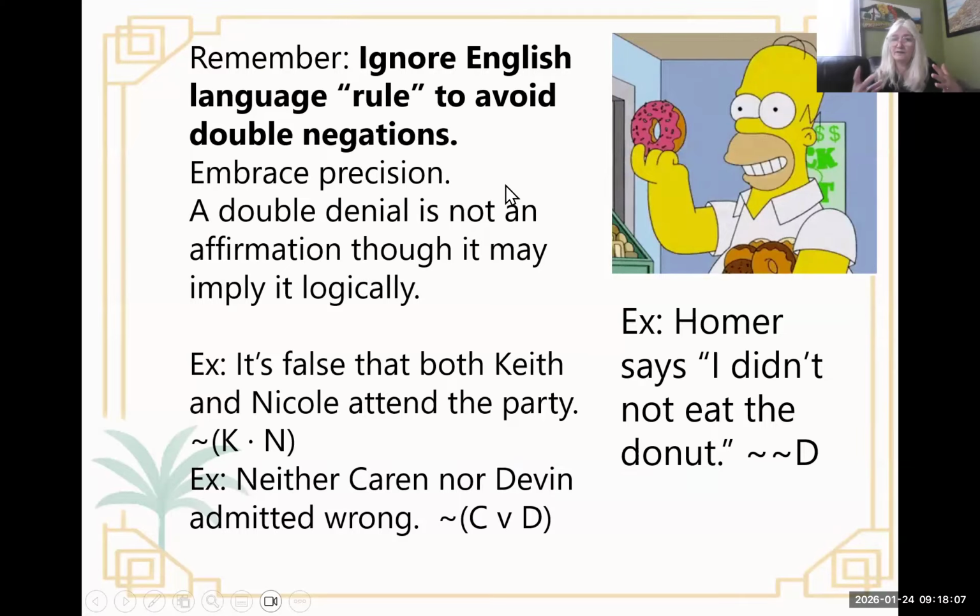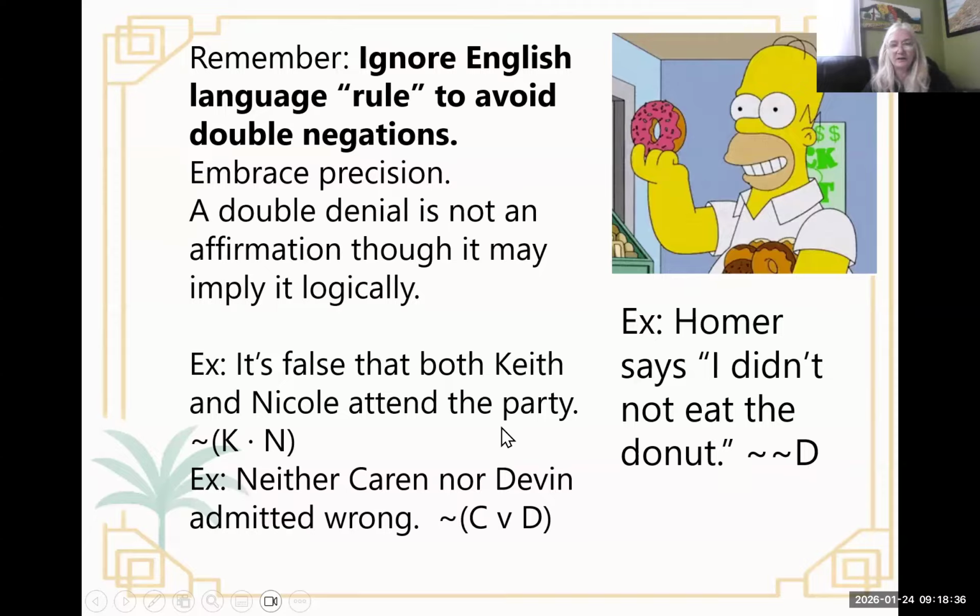So linguistically, stylistically, people say don't use double negations, but in this case, you're going to want to be able to recognize a double negation and put two negations, two tildes before it. A double denial is not an affirmation, though it may imply it logically. So here's an example of this. Homer says, I didn't not eat the donut. So we'll do two negations and then a capital D for I ate the donut.